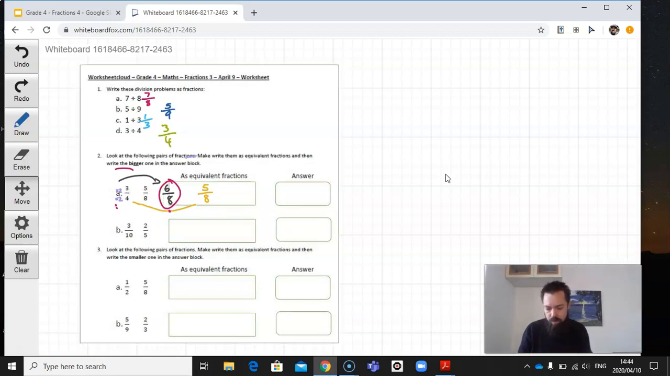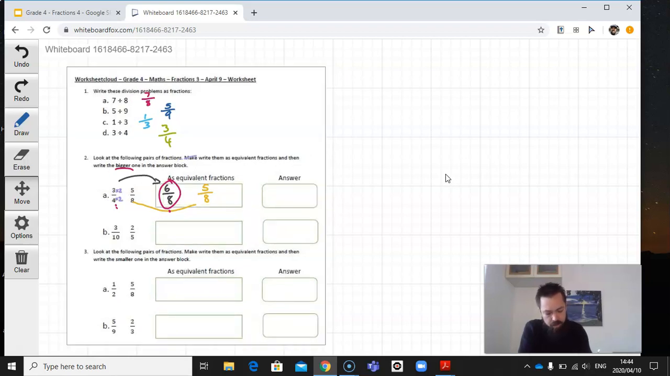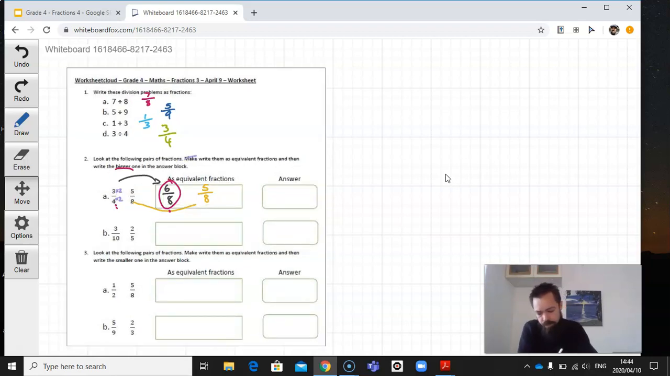Oh, I'm not able to move it without doing that. So let me just do it a little bit to the side. So you could either put your answer as 3/4, or you could put your answer as 6/8. Those being the same equivalent fraction, it doesn't matter which one you put. So both of those are the correct answer.